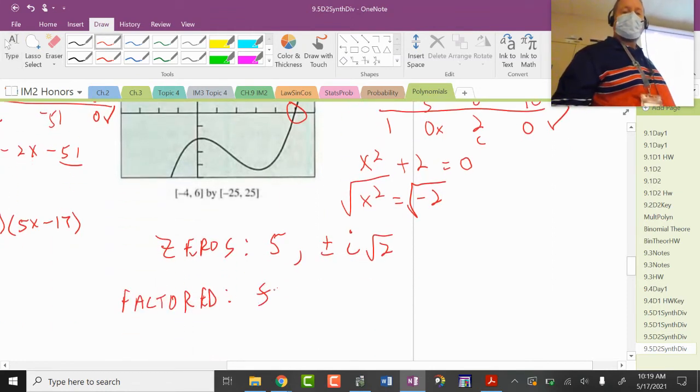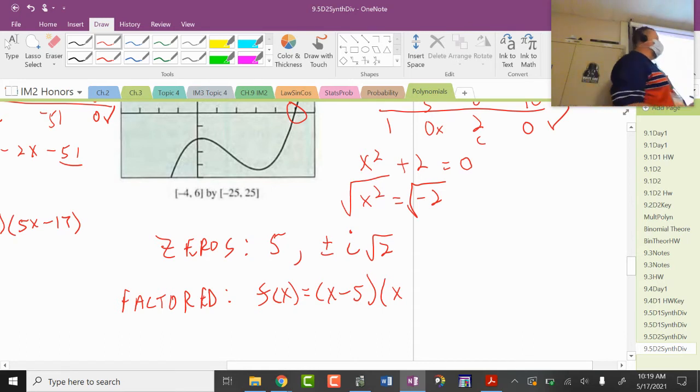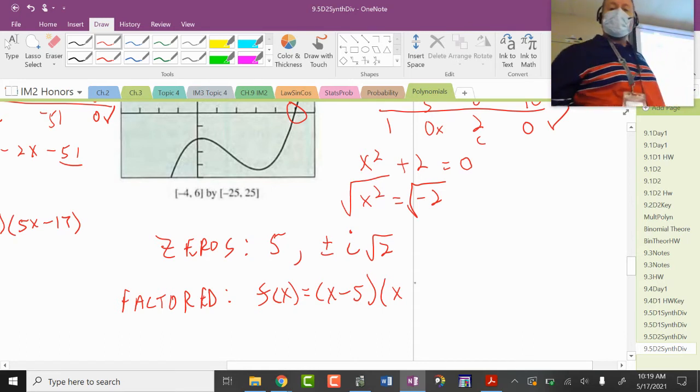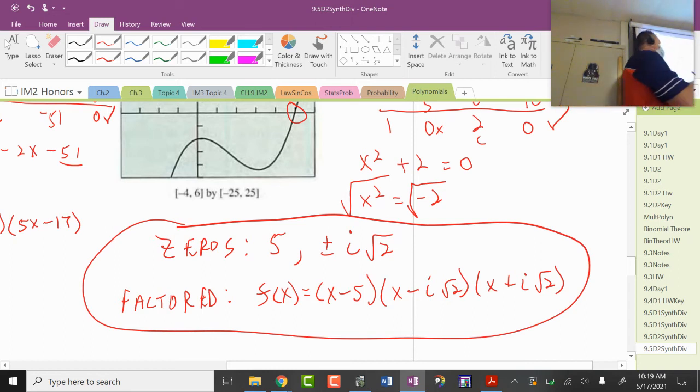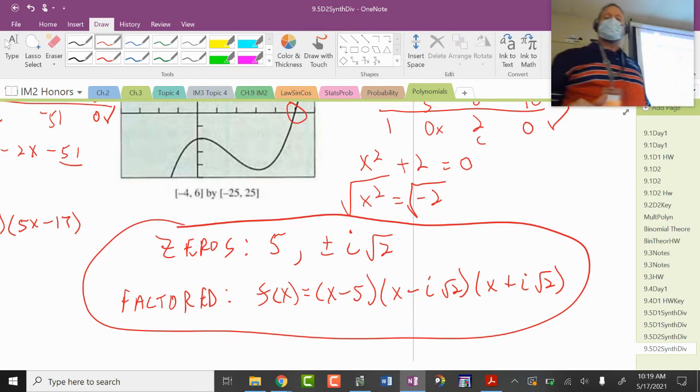So writing this in factored form. Sure, the 5 is fine. Writing this in factored form with an i number 0 is totally legal. For plus i root 2, it's x minus i root 2. For minus i root 2 as a 0, it's x plus i root 2 as a factor. And that satisfies this set of directions: find the zeros and put it in factored form, or vice versa, factored form, then zeros. I think getting the zeros first, then factored form is a lot easier.